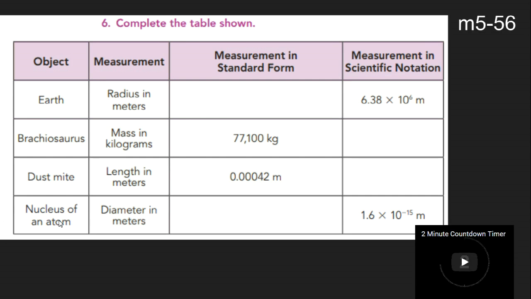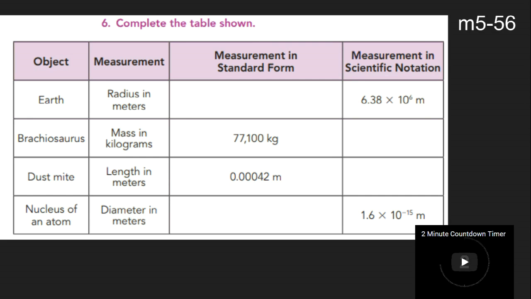All right, guys, we're going to continue on with our practice in scientific notation by filling out this table at the top of M556. I'm going to meet you over at M556, and I'm going to set our timer for 2 minutes. You're going to have 2 minutes to fill in the blanks of this table.